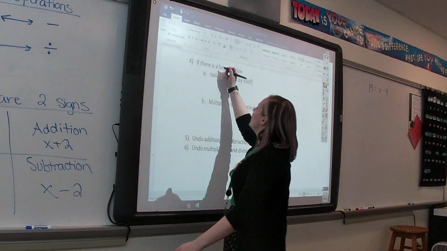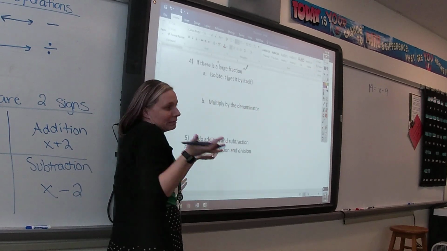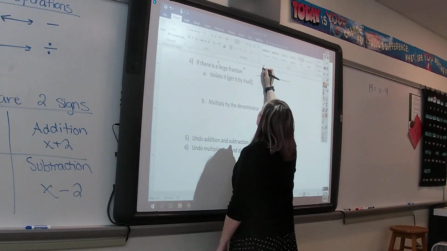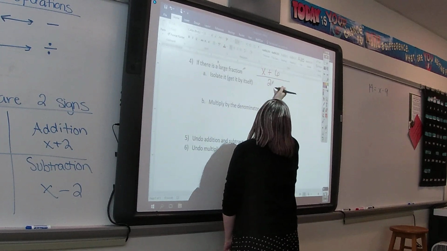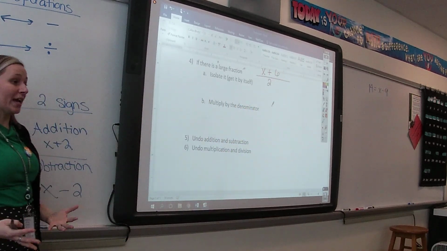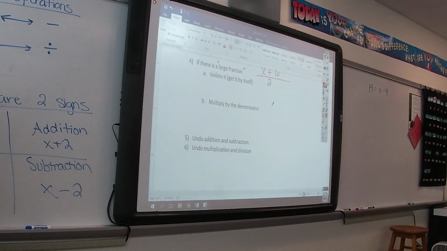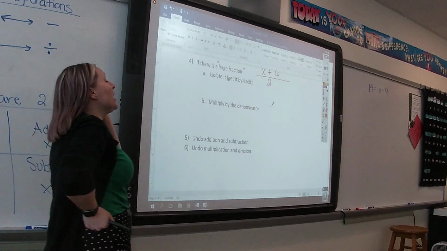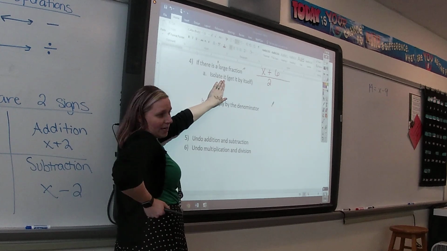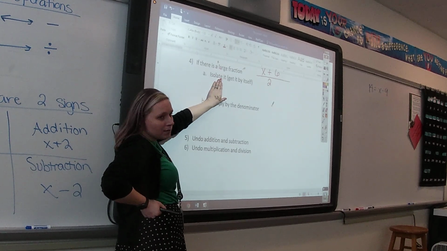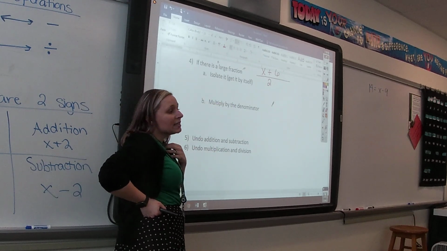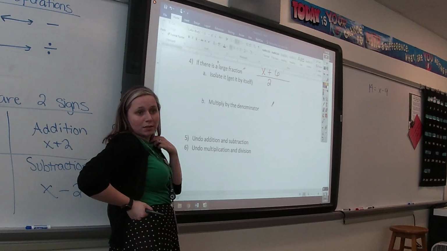Step 4 says if there is a large fraction. By a large fraction, I mean if there are multiple things happening on top. So there's 2 things on top. There could be 3 things. There could be 100 things on top. So if we have a large fraction, the first thing that we want to do is to isolate it. What does the word isolate mean? Get it by itself. We want to get it alone. If you're isolated, you are alone. You're separated from everyone else.